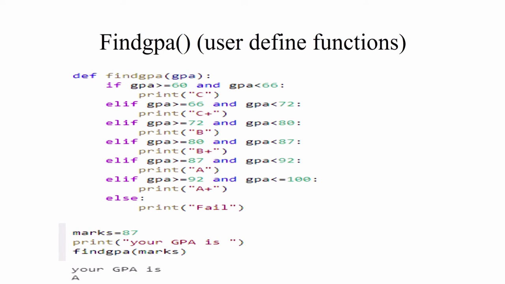Next one, we have finding GPA. It's also a user defined function. We use a formula here also, and we use if else conditions here. We name this function find GPA, and we assign GPA inside it, and we use an if condition, that if GPA is greater or equal to 60 and GPA is smaller than 66, print C grade.